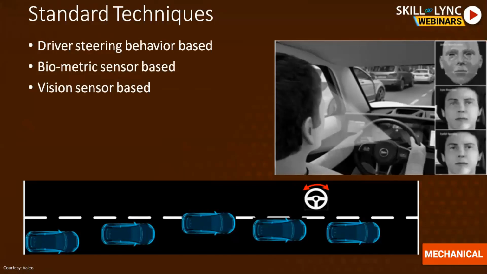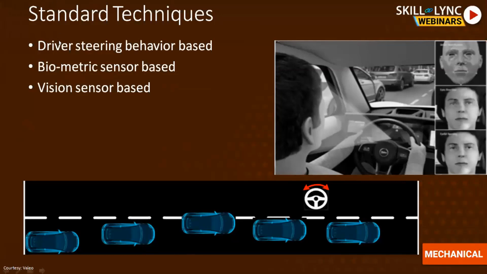The next one is the biometric sensor-based technique, where we get to measure the driver's heart rate, the driver's brain activity. We can read the driver's temperature and EEG and many other biometric-related signals. And based on that, we can make decisions on whether or not a driver is fit to drive the vehicle, and whether or not the driver needs a break.